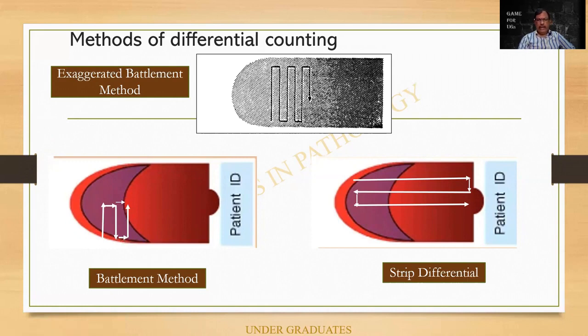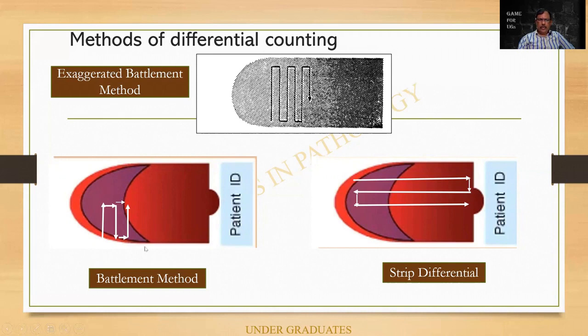This is called a battlement method. So, Kurukshetra, please remember the battlefield, and this is the battlement method. And when I exaggerate the same thing, I go almost to the other end of the smear, turn and come back. This is called an exaggerated battlement method. And the third one is, instead of at right angles, I count it longitudinally, parallel to the long axis of the smear. This is called a strip differential.